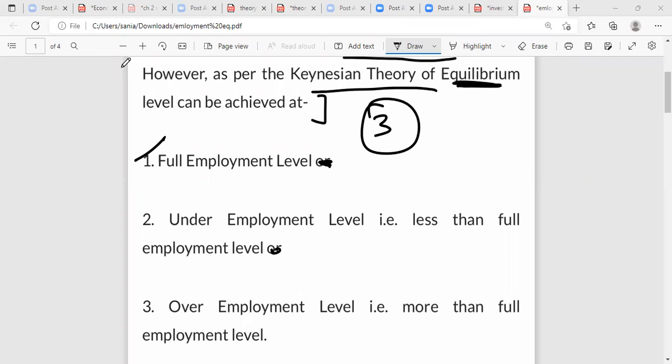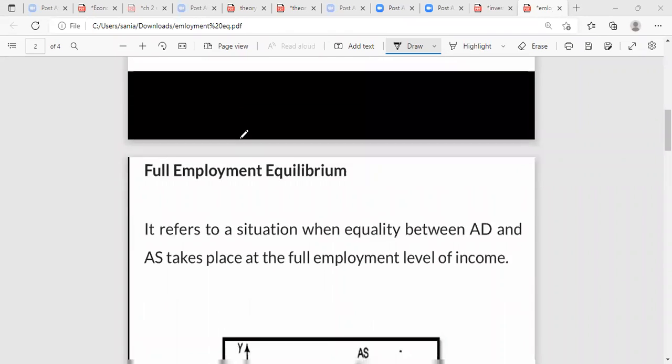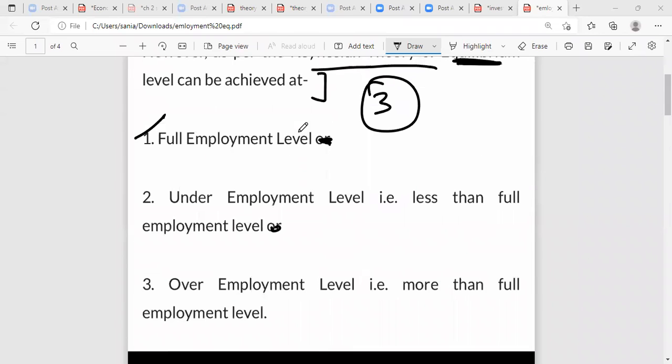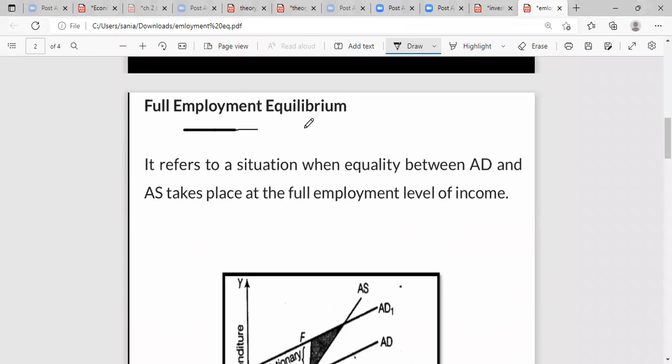Done, students? Yes, ma'am. Okay. So now, remember, we have three situations. First is full employment, then underemployment, then overemployment. So what is full employment? It refers to a situation when equality between AD and AS takes place at the full employment level of income.